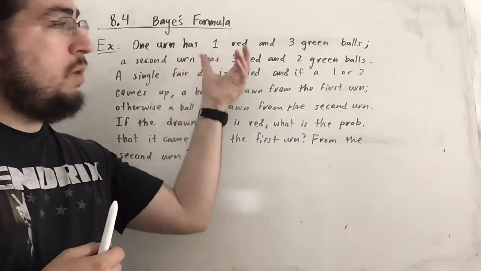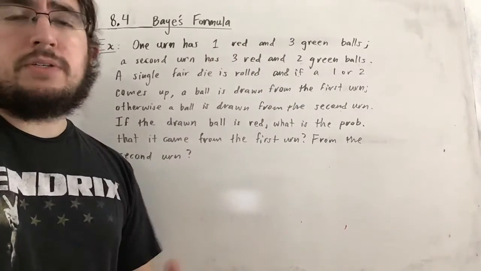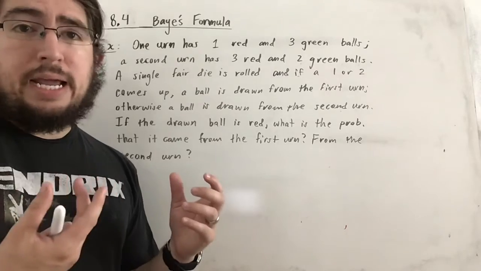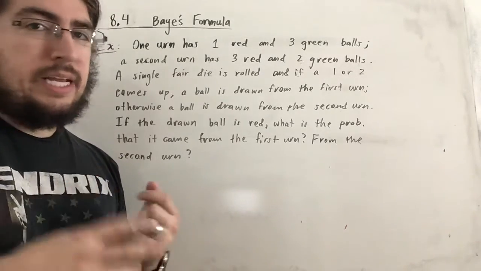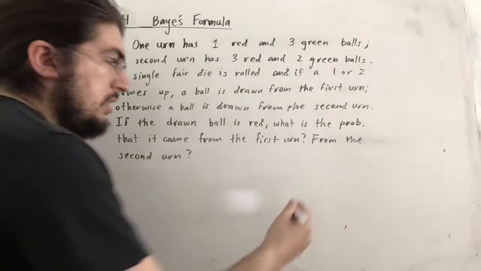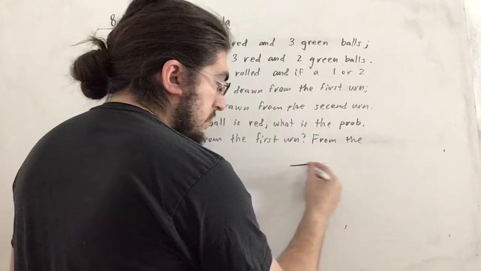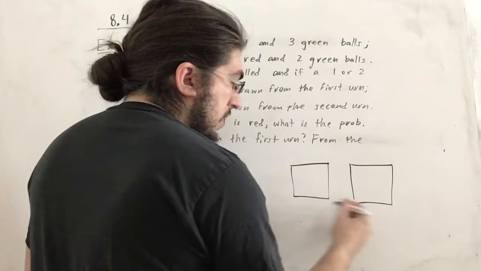One urn has 1 red and 3 green balls, the second urn has 3 red and 2 green balls, and there's a die. Gets a little more complicated of course. If you roll the 6-sided die, and if it's 1 or 2 that comes up, then you draw from the first urn. So just to give you a visualization, we have urn 1 and urn 2.